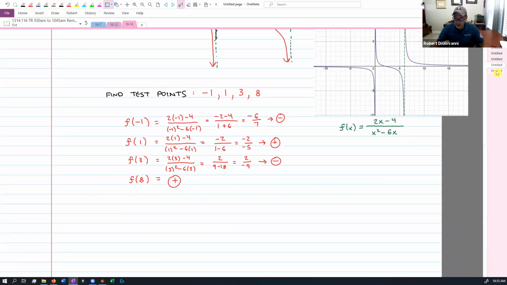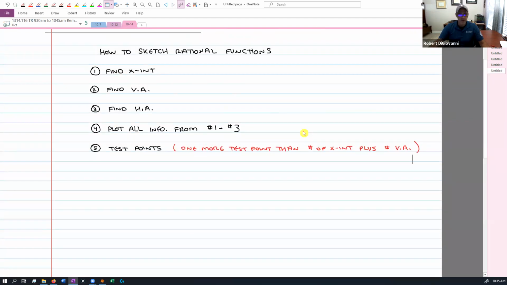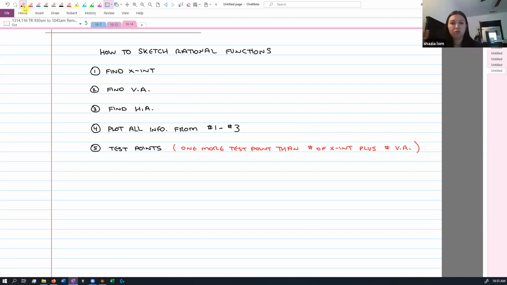If y'all are getting a headache, that's normal at this point. Okay. Test points. Once we do our test points, we get them and we plot them. What do you do now after you've got all the information plotted and everything? You draw the graph. Yeah, you draw it, right?